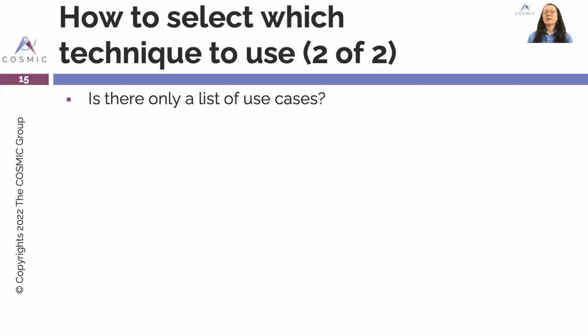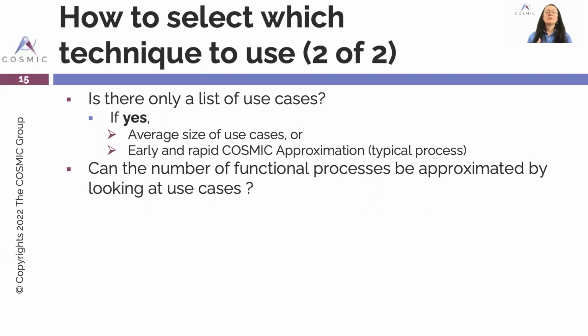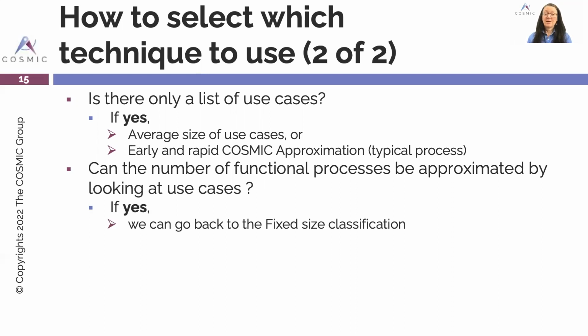Is there only a list of use cases? If yes, then the average size of use case would be a good technique, or you can apply the early and rapid COSMIC approximation at the level of typical process. Can the number of functional processes be approximated by looking at use cases? If yes, we can go back to the fixed size classification.